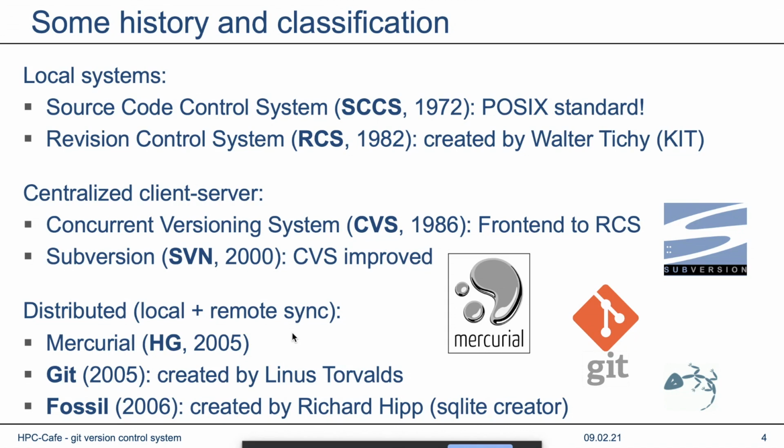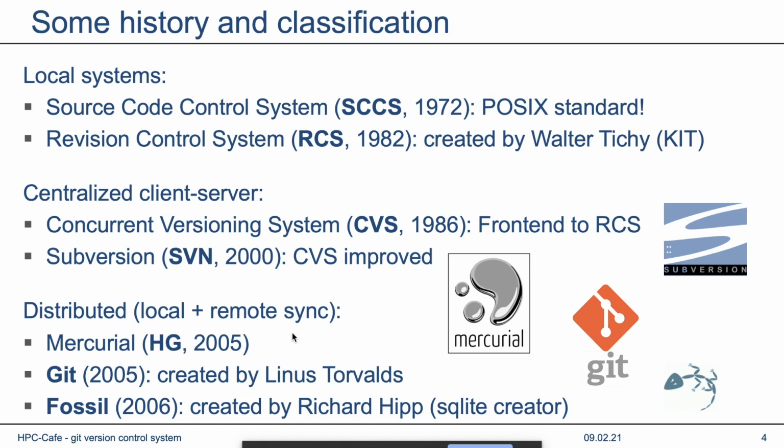In 2000, CVS had some weaknesses, so an improved version of the CVS model was created, called Subversion. When I did my PhD, Subversion was the modern thing to do, and the old guys used CVS.